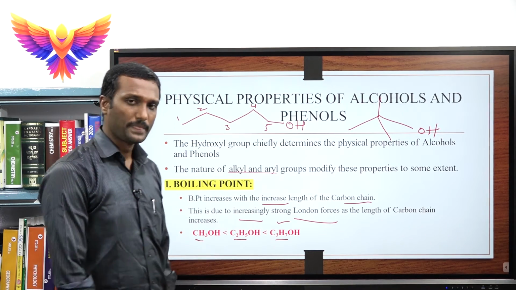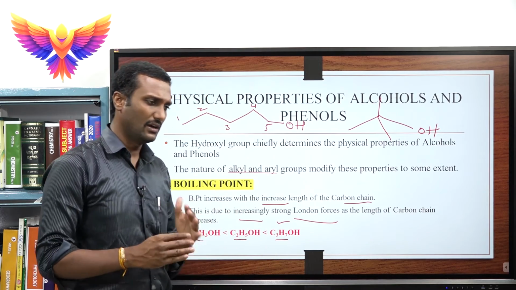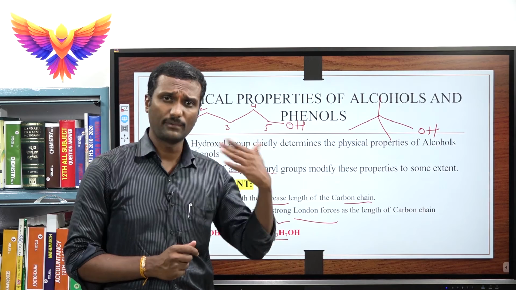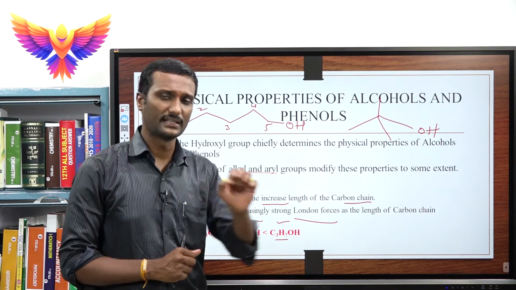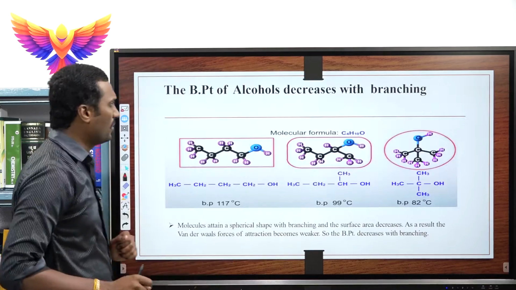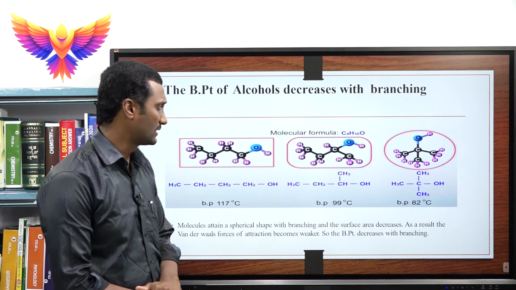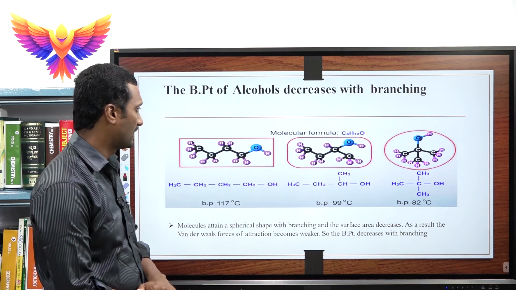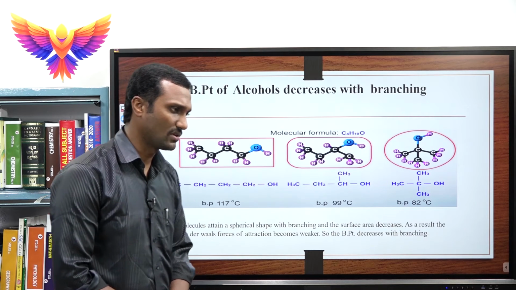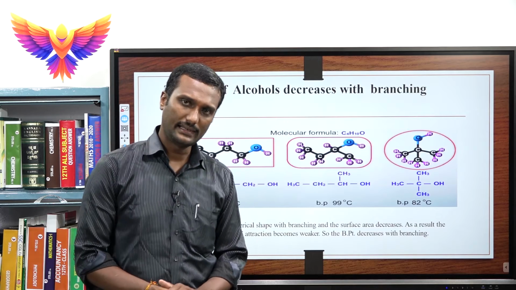Also here the boiling point is increasing. If you take ether and alcohol and compare, the alcohol has the higher boiling point, which means alcohol will dissolve easily in water compared to the ether. Here you can observe I have taken butanol, C4H10O. The boiling point of alcohol decreases with branching because of the decrease in the van der Waals force, or the decrease in London force.